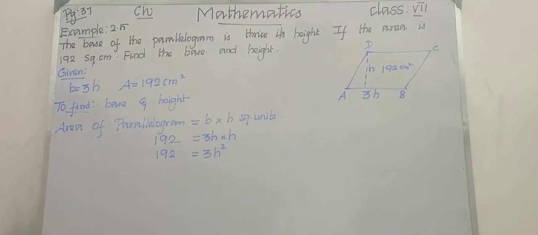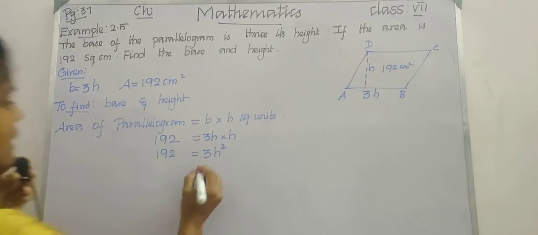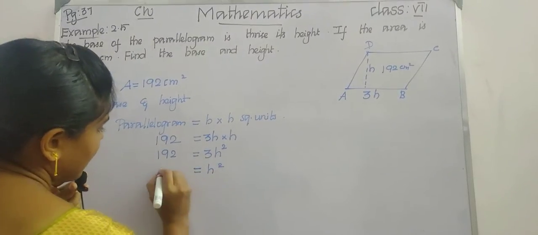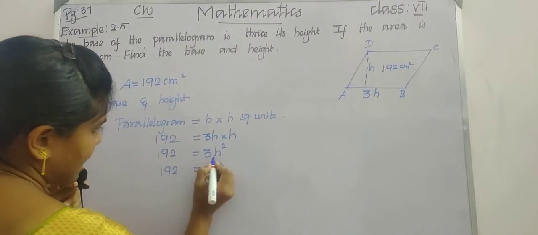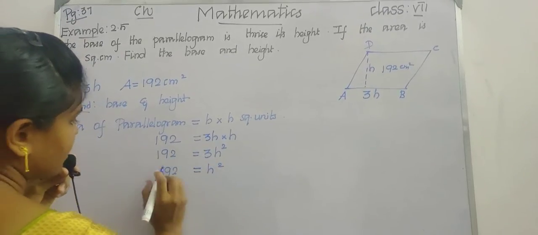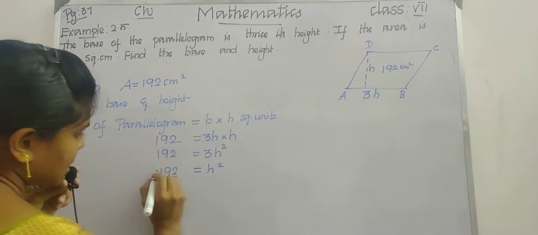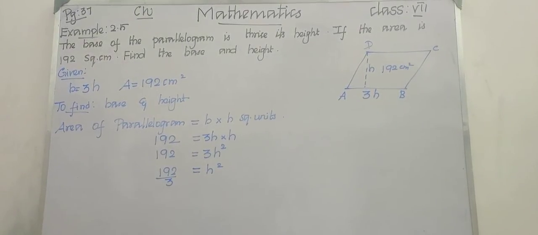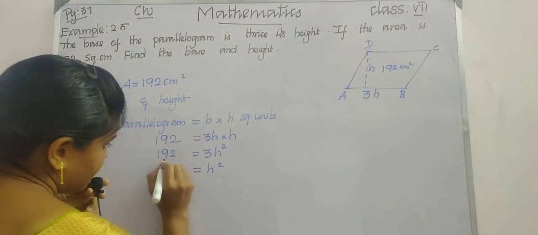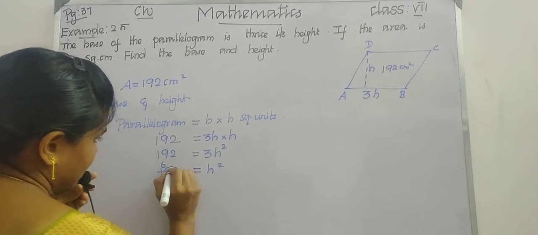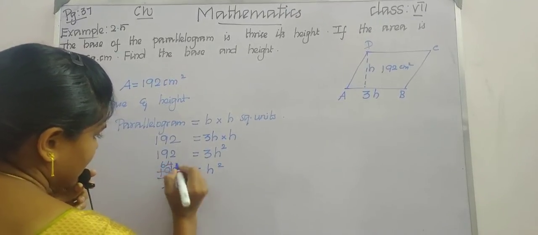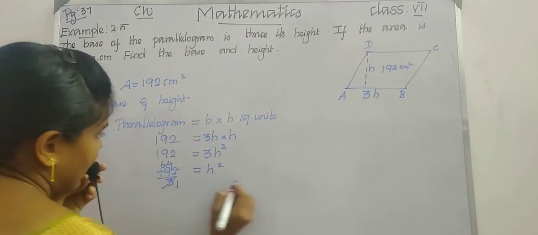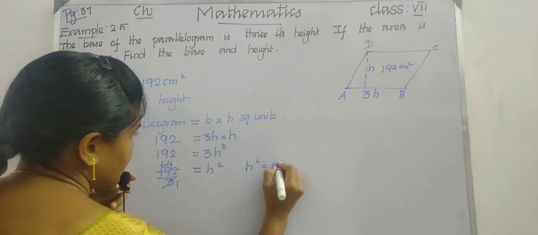Just keep this H squared on one side and move all other constants to the other side. Keep H squared on this side, and here 192. If you move this 3 to this side, it will become division. So 192 divided by 3, 192 upon 3. Now we can cut this by the 3 table. 1 3 is 3. 6 3s are 18, remaining 1. 4 3s are 12. So what we got? H squared equal to 64.